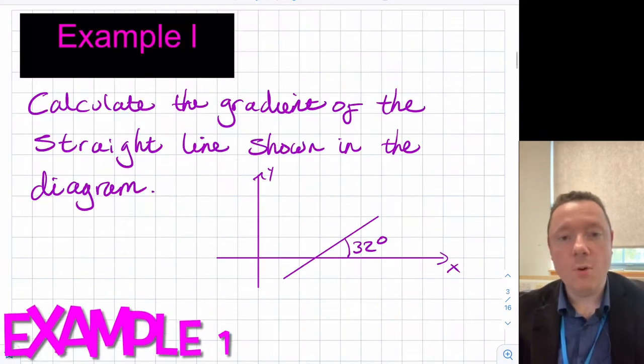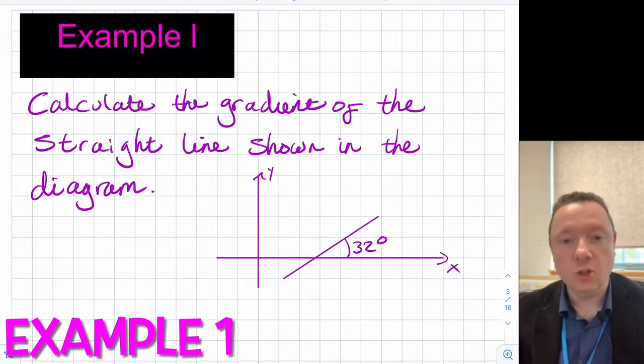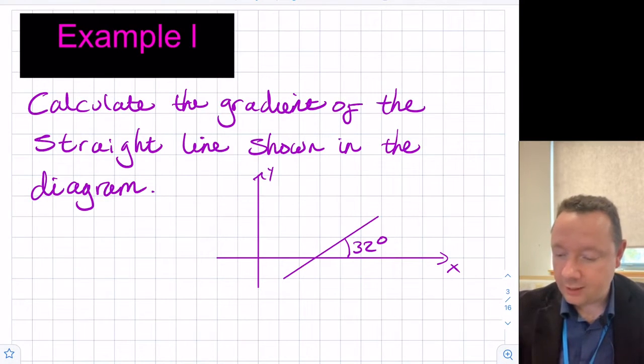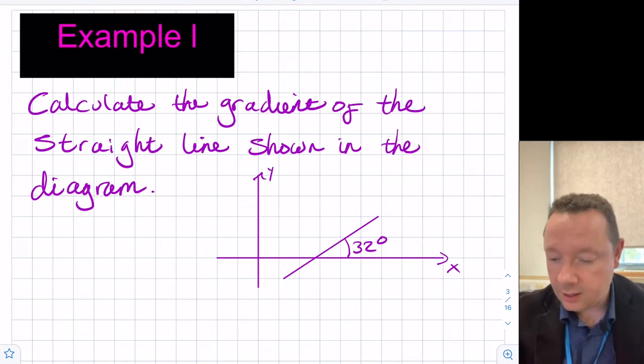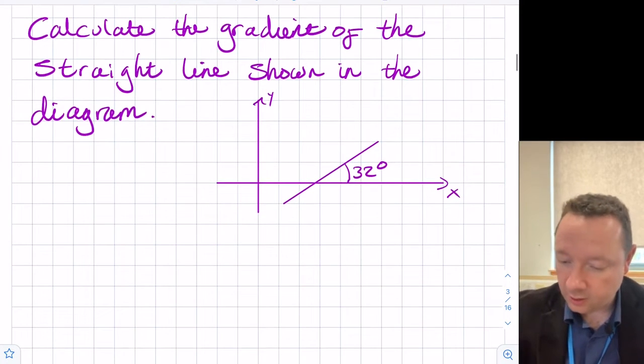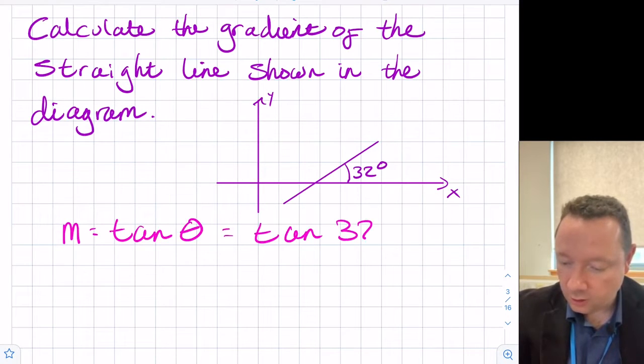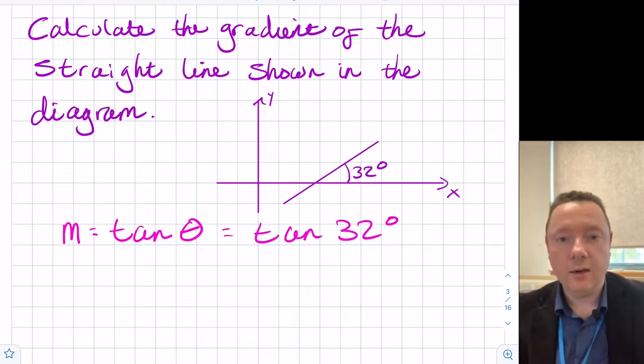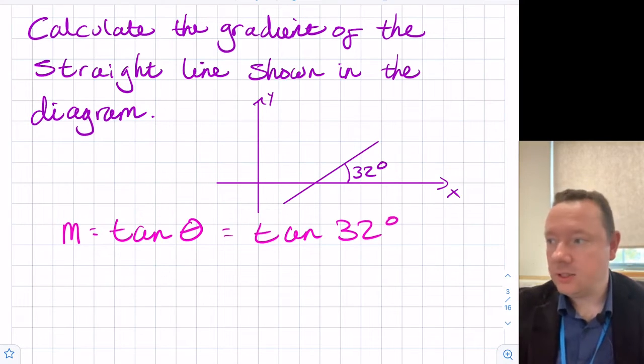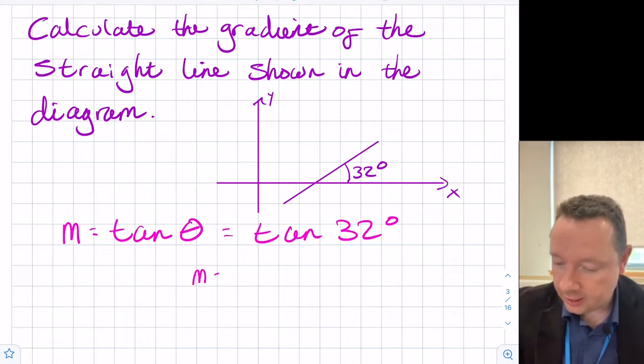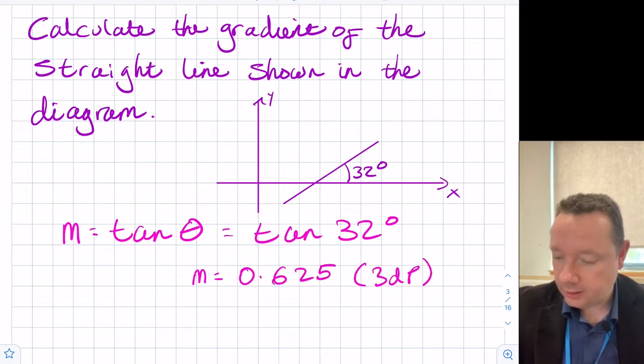Example 1 says calculate the gradient of the straight line shown in this diagram. So we've got a simple diagram, a straight line, and we've got an angle of 32 degrees and we have to calculate the gradient. We should be able to right away write down that the gradient equals the tan of the angle, so that's equal to the tan of 32 degrees. We'll need to get a calculator and work that out. Our calculator tells us that the tan of 32 degrees is 0.625 to 3 decimal places. So our gradient is 0.625 to 3 decimal places.